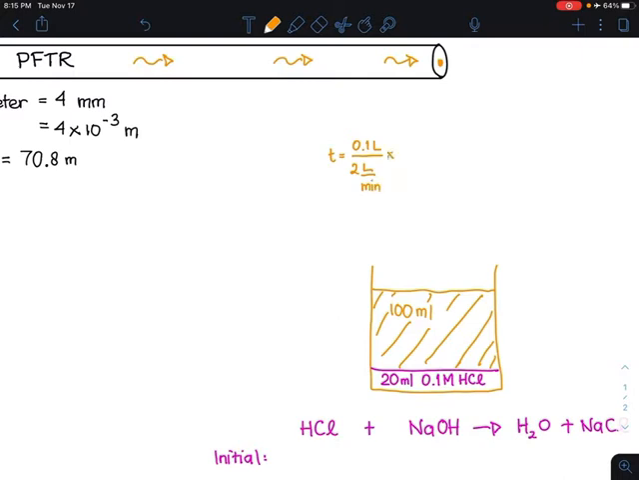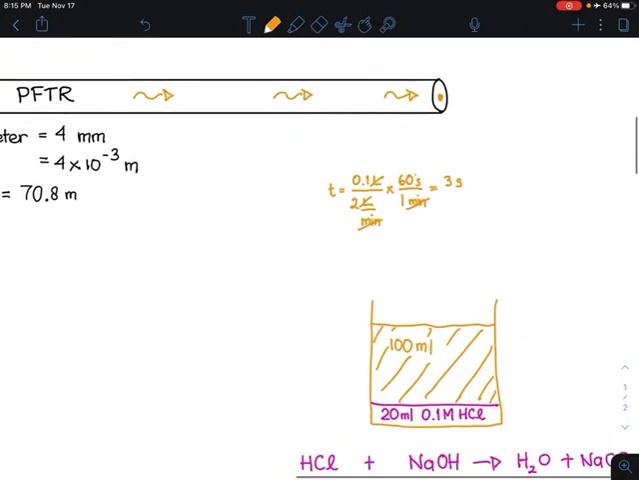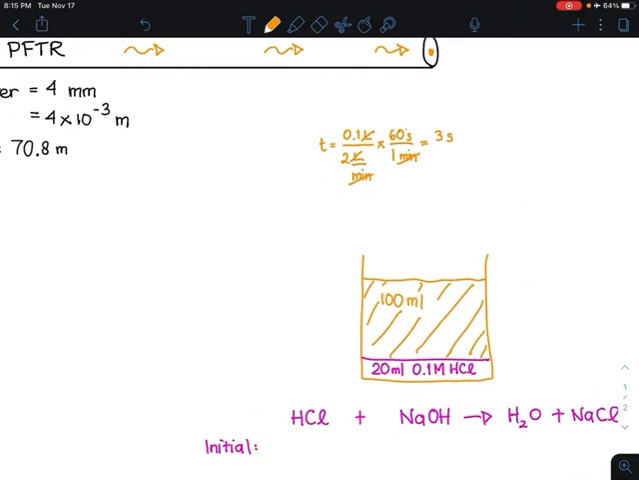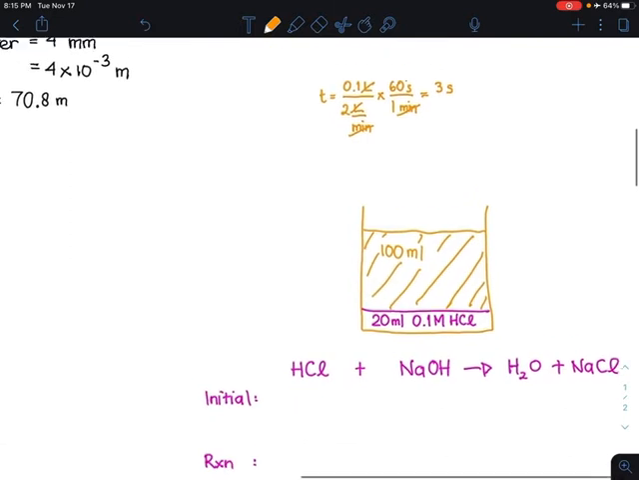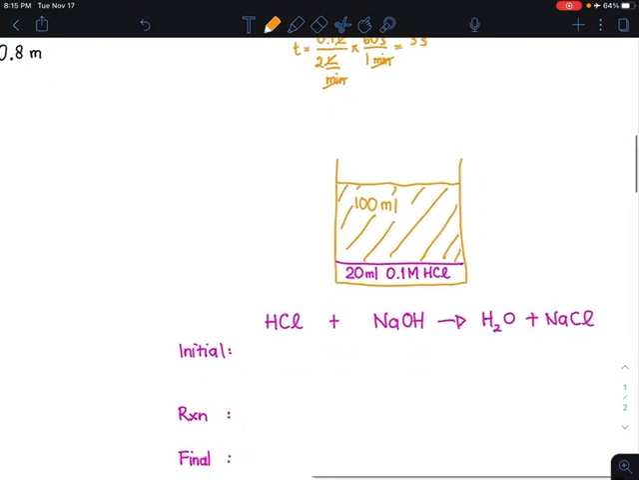Then we can change the unit from minute to second, and this will give us 3 seconds. So it's very fast. We collect the sample for 3 seconds, and we'll get 100 milliliter. Once the sample enters this container that contains the hydrochloric acid, there will be a reaction.